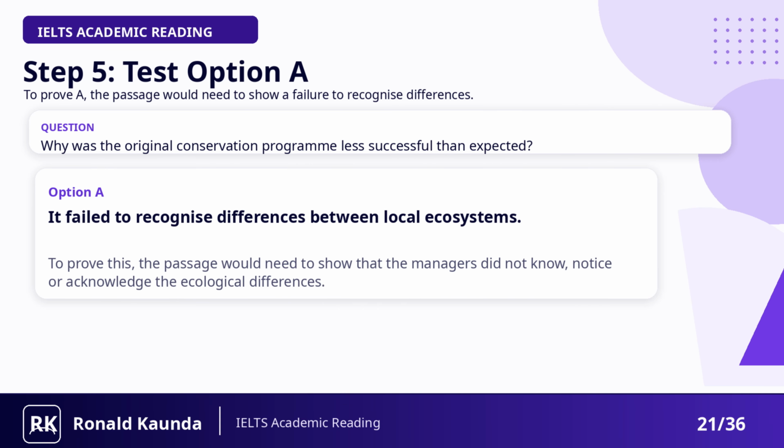So now in step 5. We test option A against the passage, and then we will do that with option B. Let us begin with option A. It failed to recognize differences between local ecosystems. To prove this option, the passage would need to show that the program managers did not know the wetlands were different, assumed that all sites had identical conditions, failed to conduct ecological surveys, or did not notice variations in water, soil, salinity, or flooding.